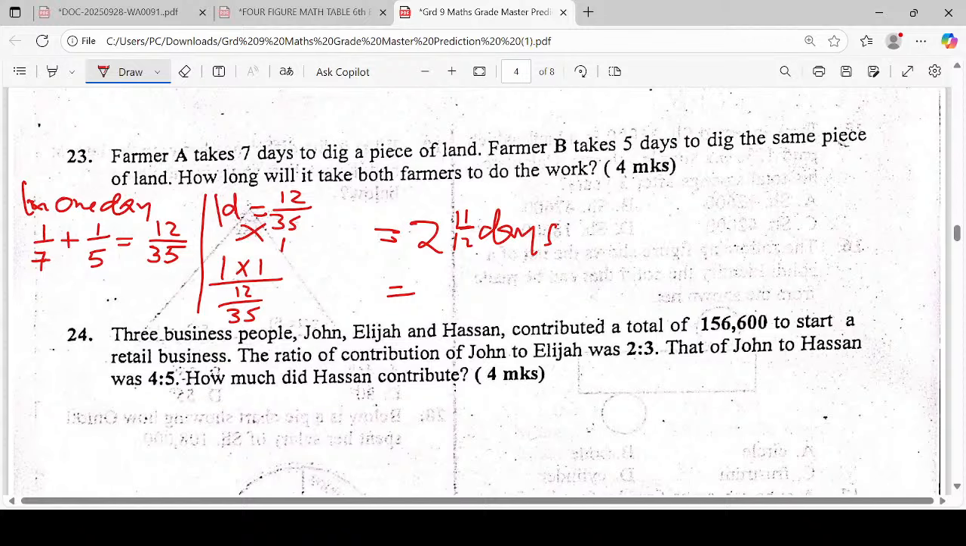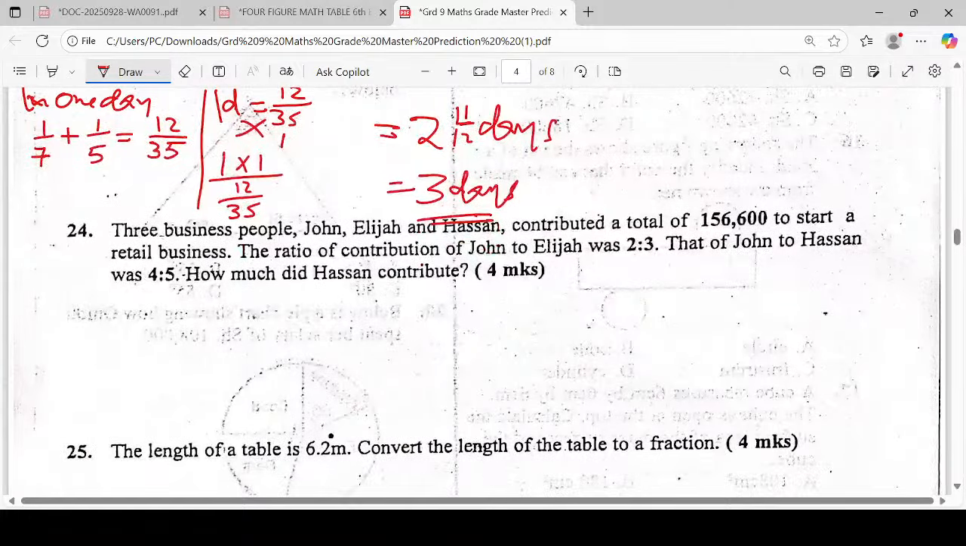Or you can write your answer when you round off to the nearest whole number. We can say roughly it will take these people 3 days to dig the piece of land. It will take them 3 days. Or 2 full days and 11 over 12 days. That's maybe some hours. Allow me to go through question number 24 of our discussion.